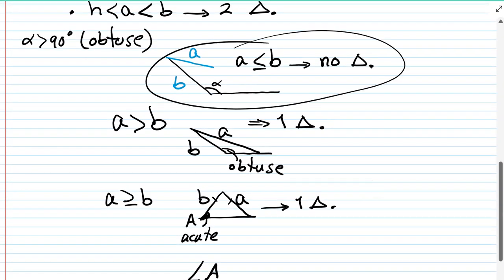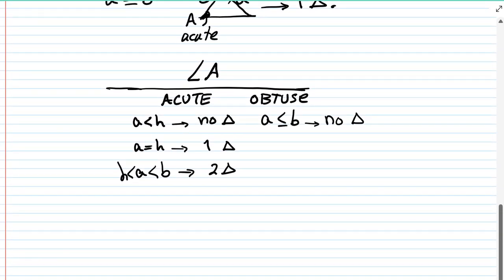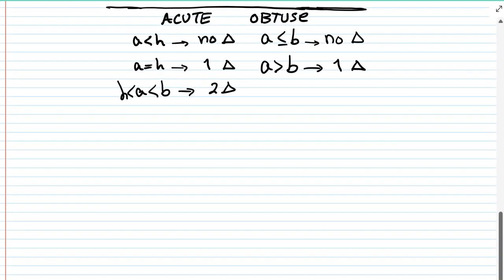Right here is a case where we have no triangle if it's obtuse. And the case where A is greater than B, then we have one triangle. All right, and that's how we're going to summarize it. So there are 5 cases, and hence this is called the ambiguous case. All right, let's take a look at some examples here.